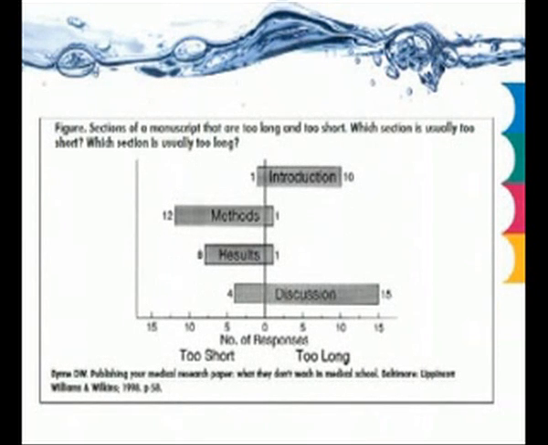This is quite an important slide. This is from Daniel Byrne's book, and it looks at the four IMRAD sections: introduction, methods, results and discussion, and looks at which are too long and too short. And you might predict this. The introduction's by and large usually too long, methods is usually too short, results is usually too short, discussion's usually too long, so bear that in mind.